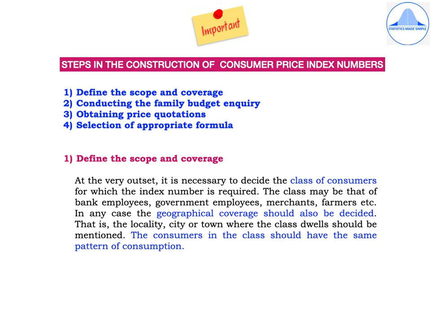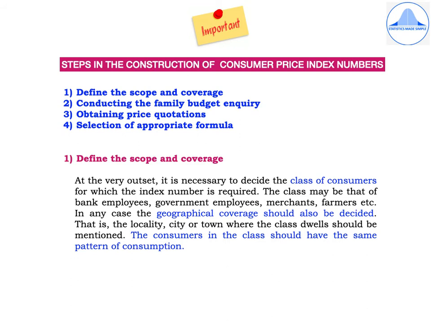So the steps in the construction of consumer price index numbers are: the first one is define the scope and coverage. Second is conducting the family budget inquiry. Then third, obtaining price quotations. And fourth is selection of appropriate formula. So let us discuss the first step, that is define the scope and coverage.